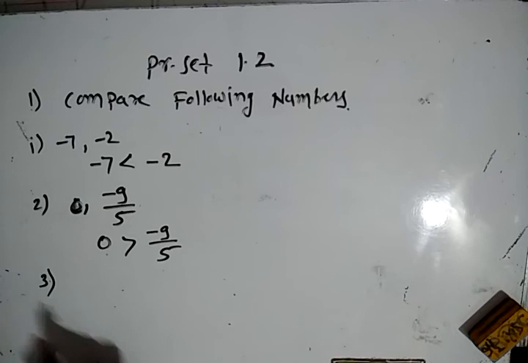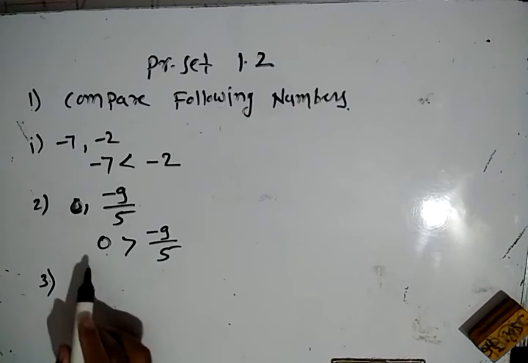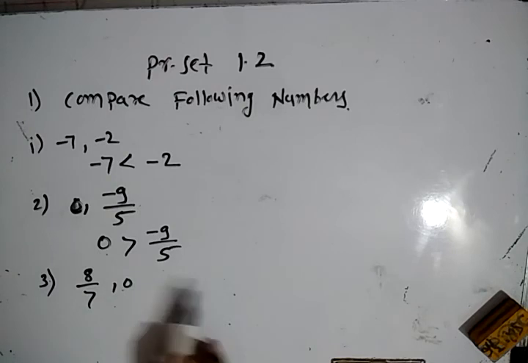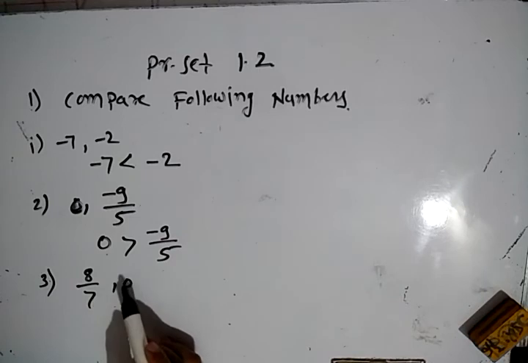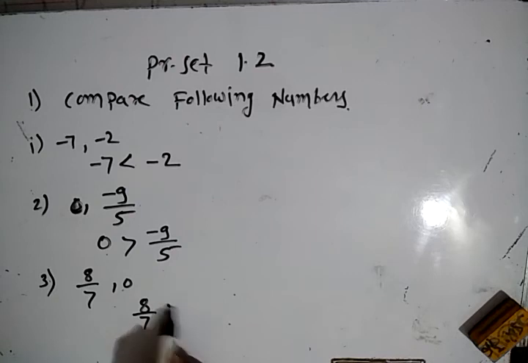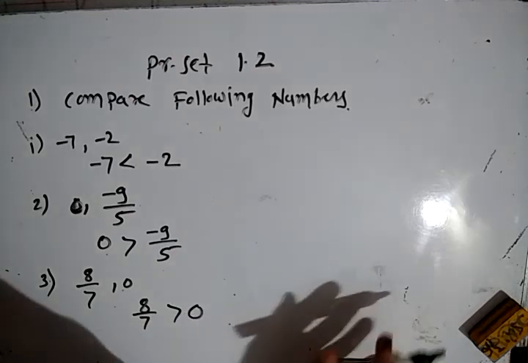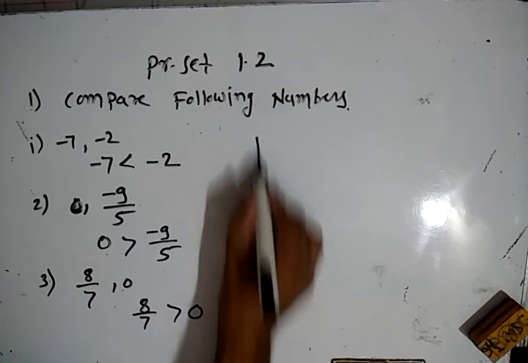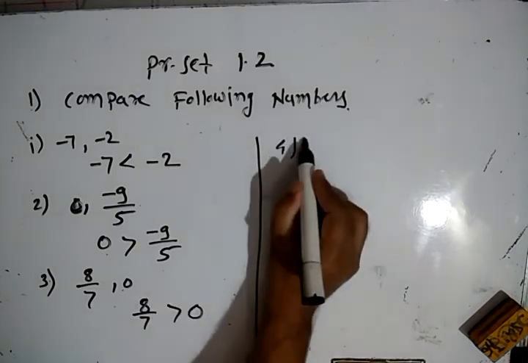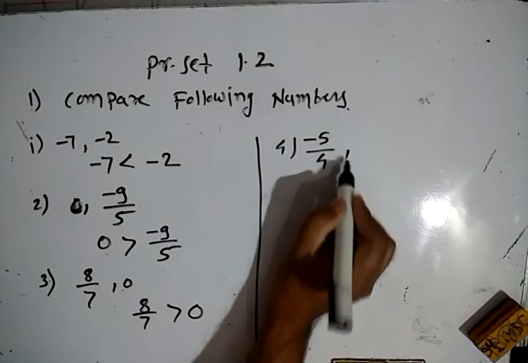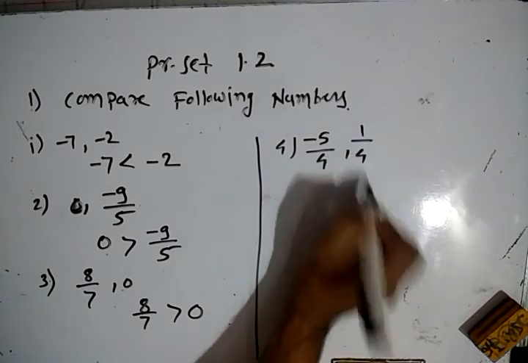Then third, 8 upon 7 and 0. Here 8 upon 7 is a positive number, and any positive number is at the right of 0. Therefore we can write 8 upon 7 is greater than 0. Then the fourth, minus 5 upon 4 and 1 upon 4.